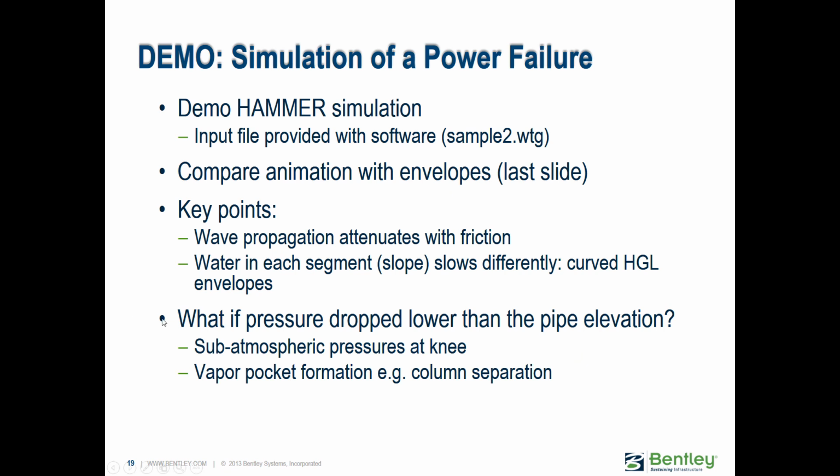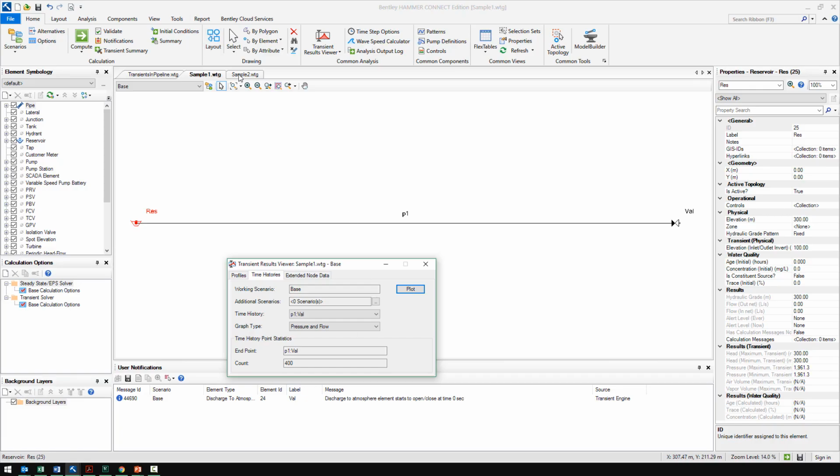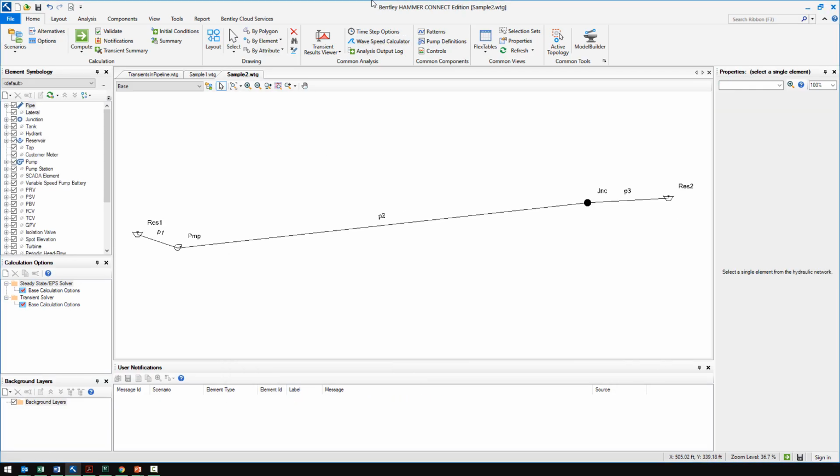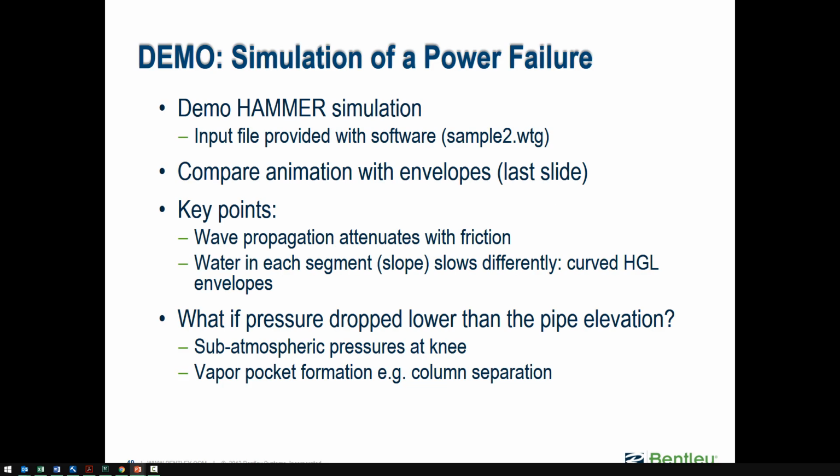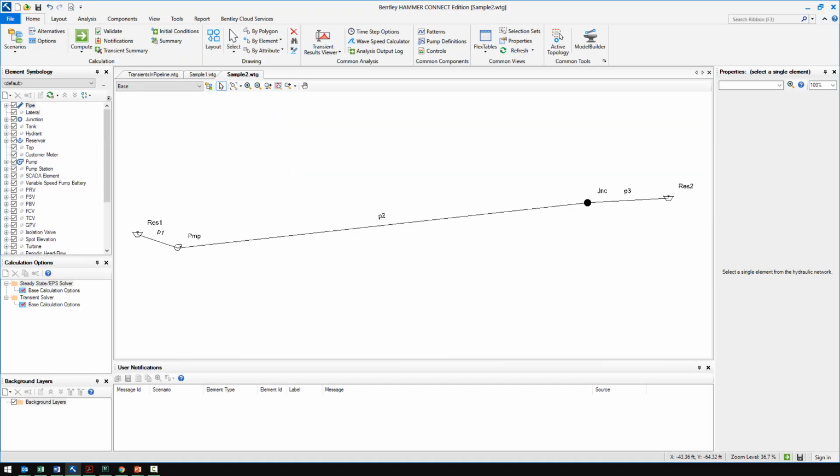Back to Hammer. This is the second sample file that's also included with Hammer. It's sample 2, so I should still be sharing here. This is a simple case just like we just saw here with a pump shutdown. And the key point we're going to take a look at is that in this case, the waves that result in the transient event, the pump shutdown, will be attenuated this time because we have friction effects. And the water in each of the pipe segments is going to flow differently because of the topology, which you'll see. So let me switch back here.